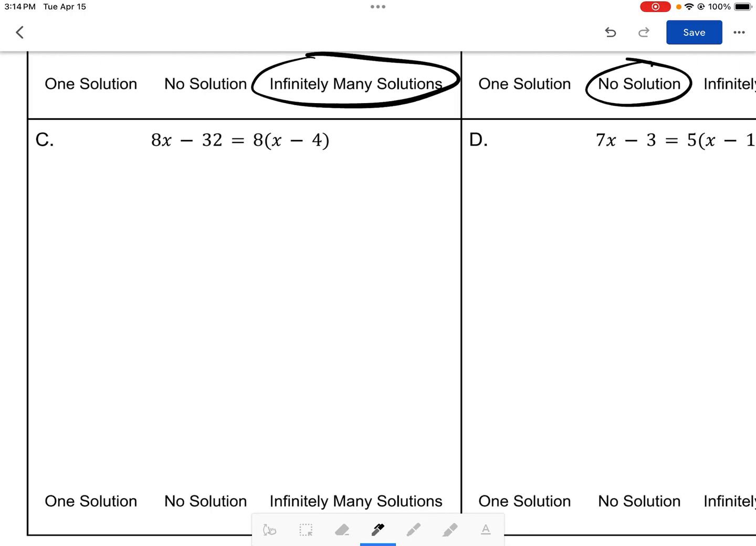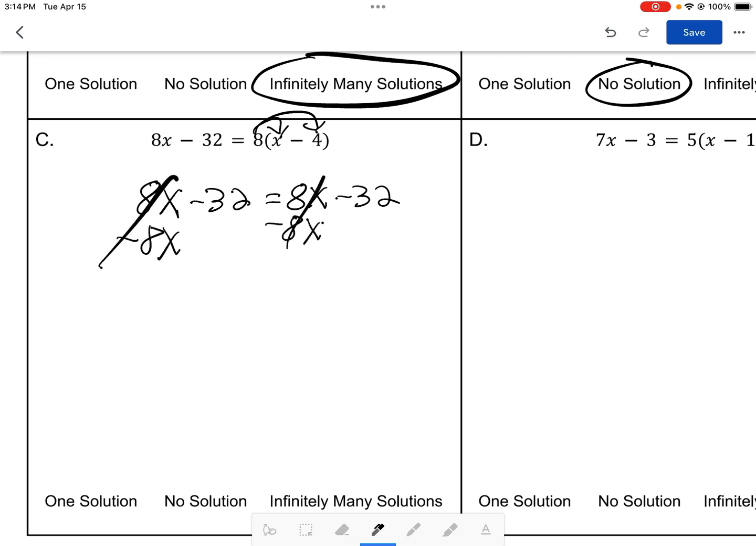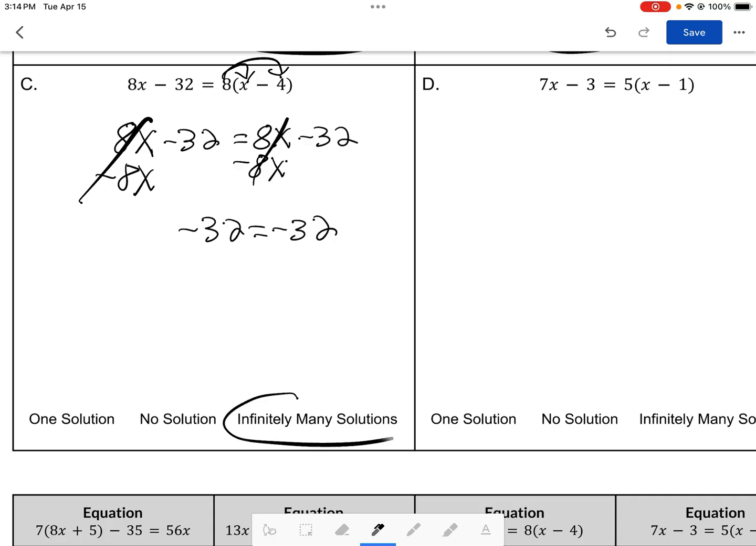All right, looking at letter C, I'm once again going to distribute my 8, which means I multiply to both parts of the parentheses. I have 8x minus 32 is equal to 8x minus 32. I'm going to subtract 8x on both sides. Those cancel. I'm left with negative 32 equals negative 32. That is a true statement, so these are infinitely many solutions. If they're the same on both sides of the equal sign, that's infinitely many.